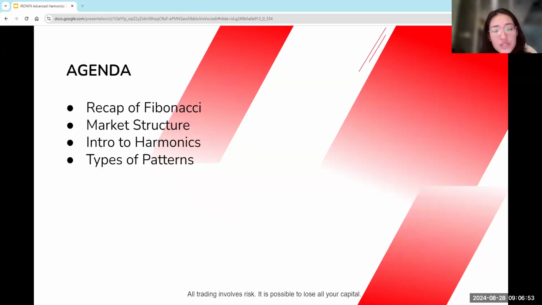So here's our agenda for today. We're going to do a brief recap on Fibonacci in case any of you weren't around for those webinars. And then we'll look at market structure, followed by an intro to harmonics, and then we'll look at the different types of patterns. Feel free to let me know in the chat if you have any questions throughout the webinar. And let's go ahead and get started.